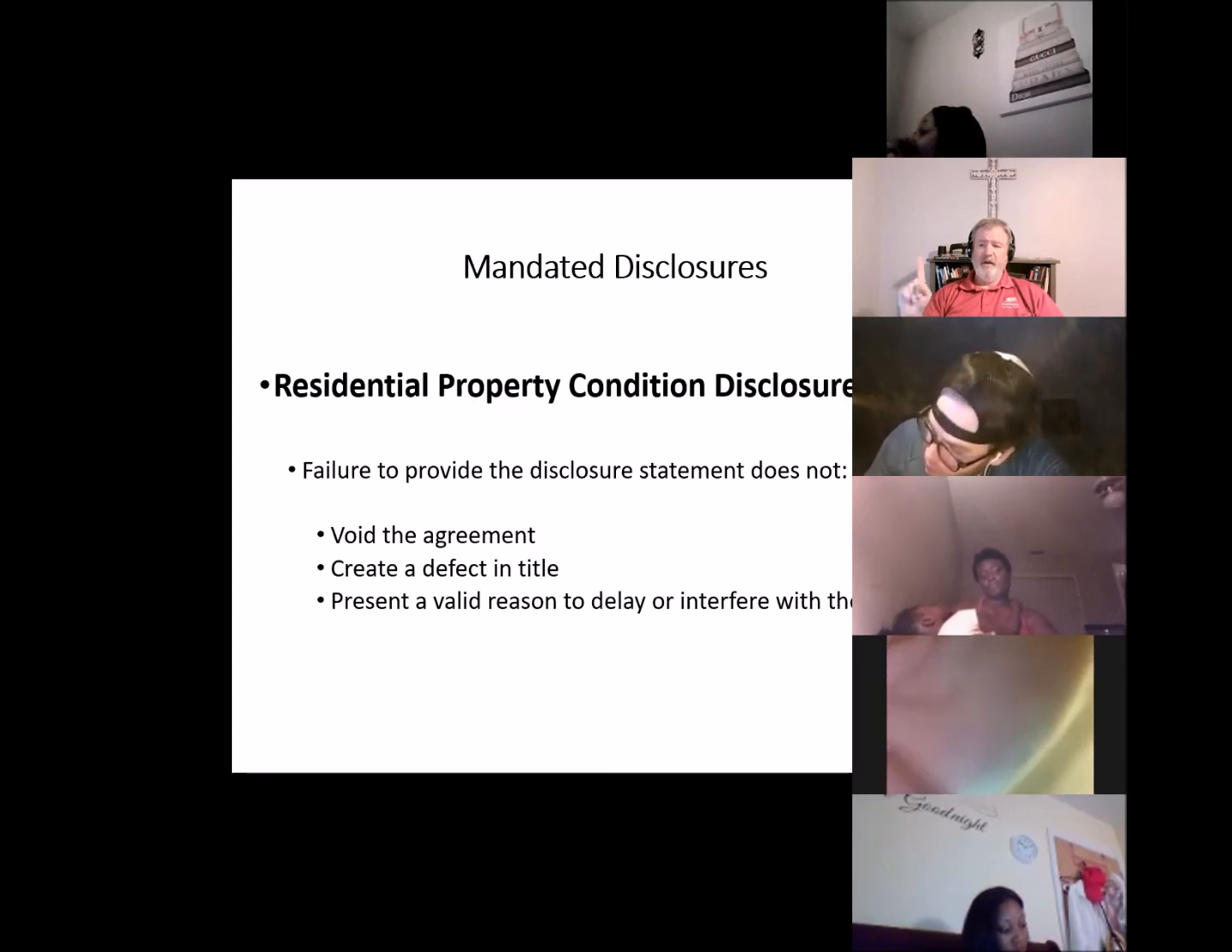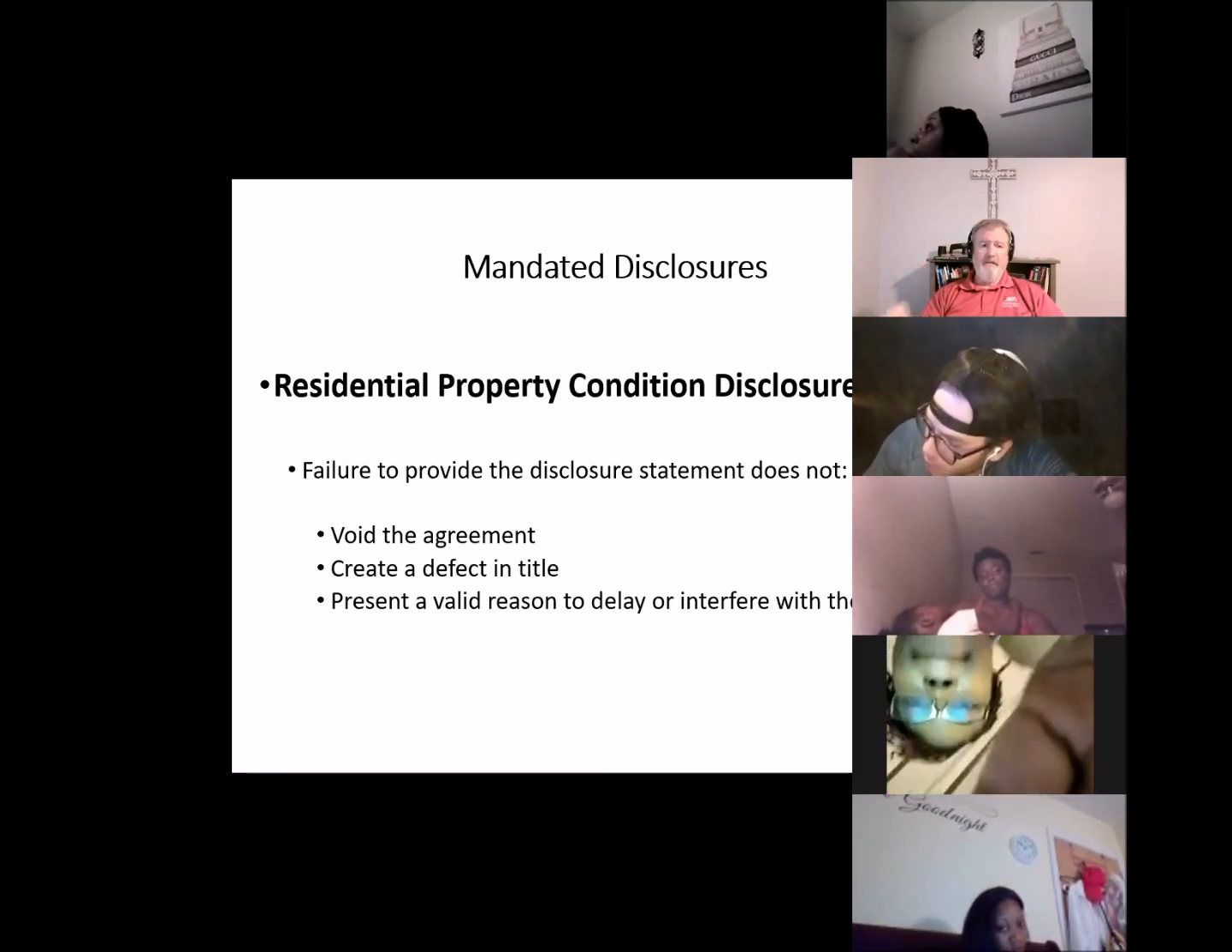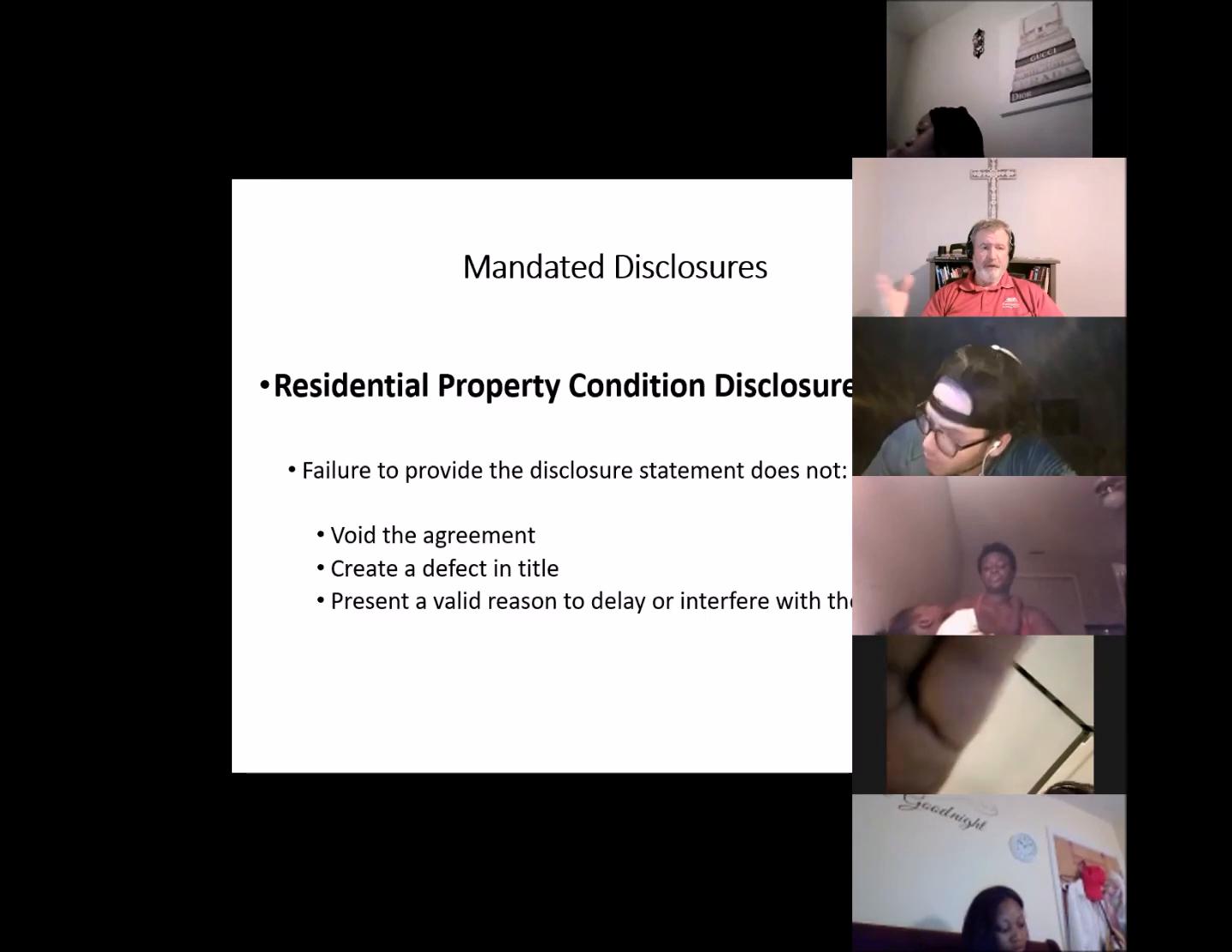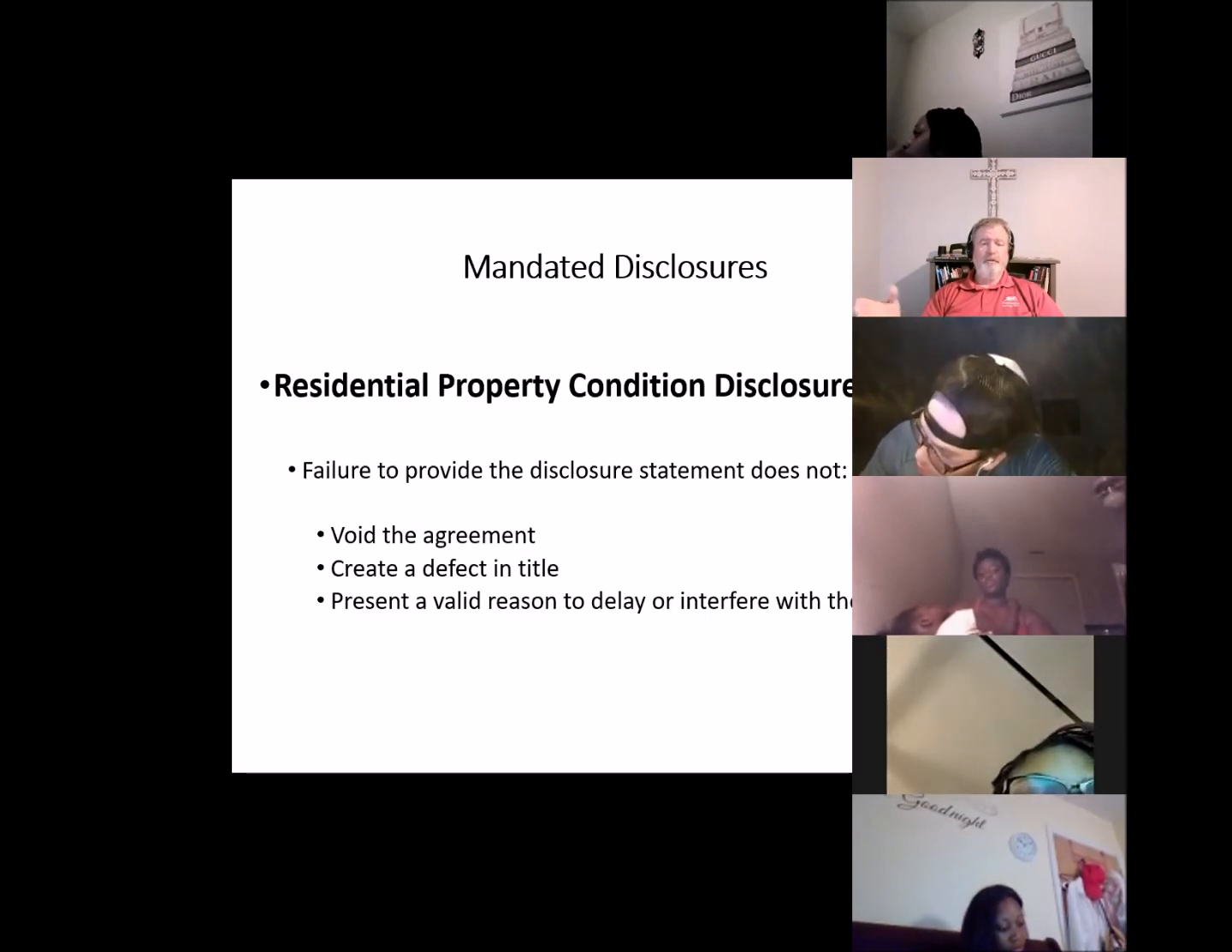One, it will not void the agreement. Y'all talking about the contract to sale. So buyer, you can't come back later and say, but you never gave me that property disclosure, so I'm not buying this house. Oh, yes, you are. You signed that contract to sale, you're buying the house. Two, it does not create a defect in title. And three, it does not create a valid reason to delay or interfere with closing.